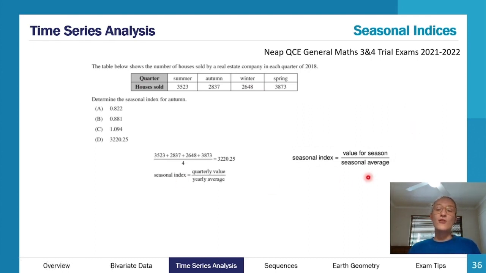So now that we've got our seasonal average, we can use our formula. Our seasonal index is equal to our quarterly value divided by our yearly average. You can see here, we've substituted into our formula. Our quarterly value is this here, and then divided by our seasonal average is this here. So that gives us 0.881, which is our answer for B. So our guesses were in fact correct, and we rounded to 3 decimal places because that's what all of the options were. So it made the most sense.